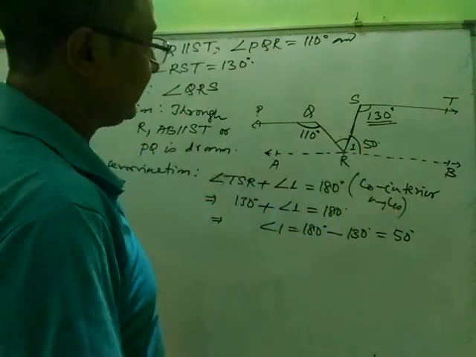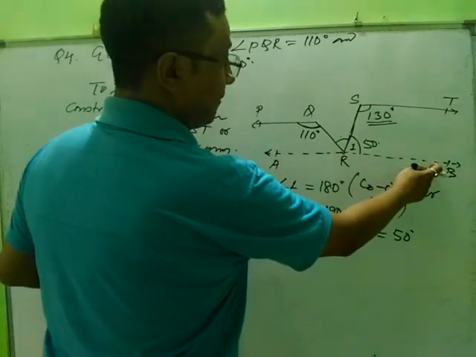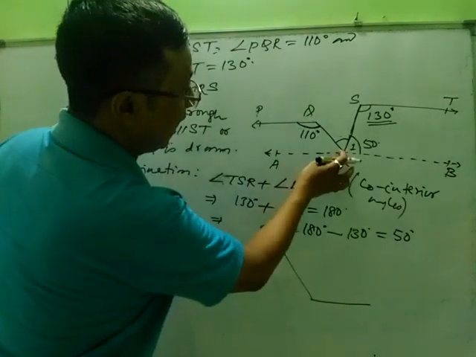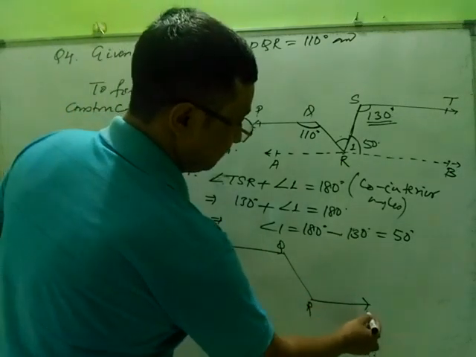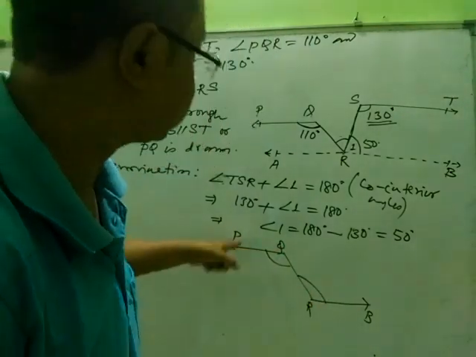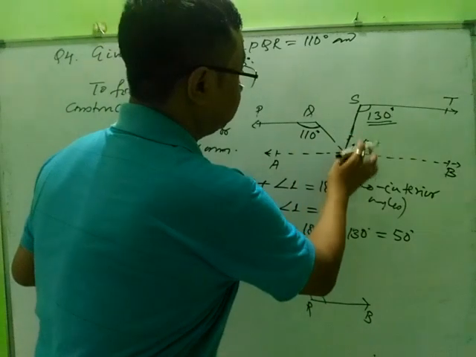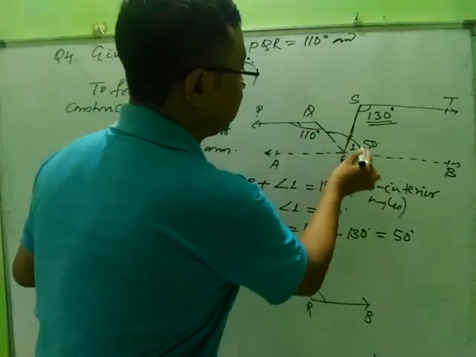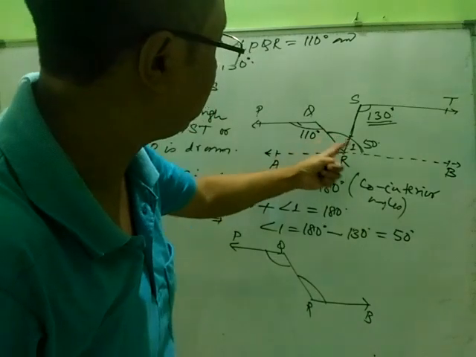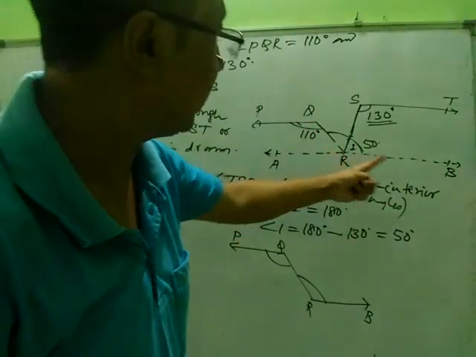Now you need this angle. Again, PQ is parallel to AB, which means PQ is also parallel to RB. Now this is PQ, this one is RB, intersected by the line QR. So RB is parallel to PQ, so these two angles are equal, because these are parallel lines intersected by the line QR. That is why they form a pair of alternate interior angles. So this angle, that is QRB, equals 110 degrees, alternate interior angles.